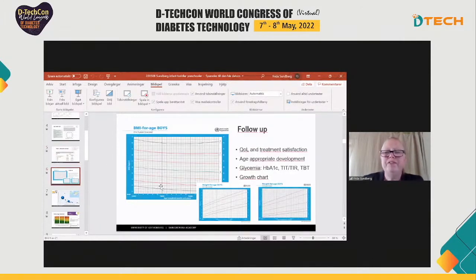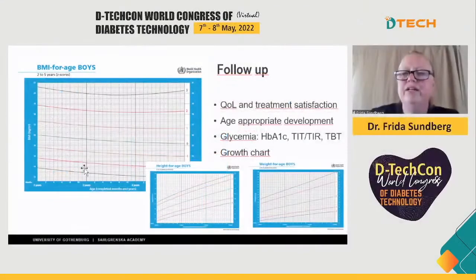When following up these patients, you need to know that you don't only have to follow glycemia as HbA1c, time in target, time in range, and time below target. You also have to be very keen to follow up that they have good quality of life and a good treatment satisfaction. You need to follow an age-appropriate development, and you need to follow the growth chart.